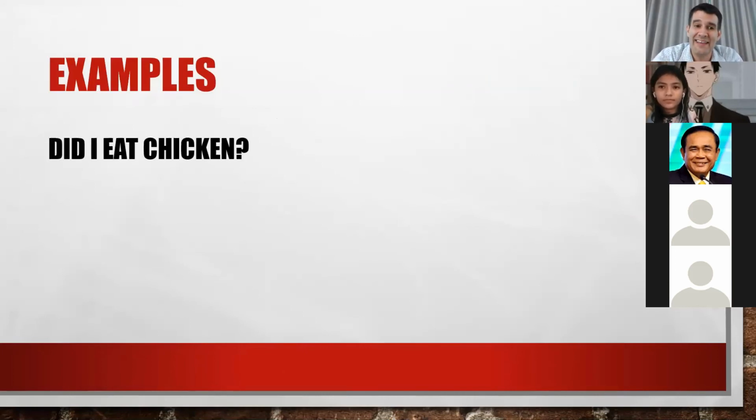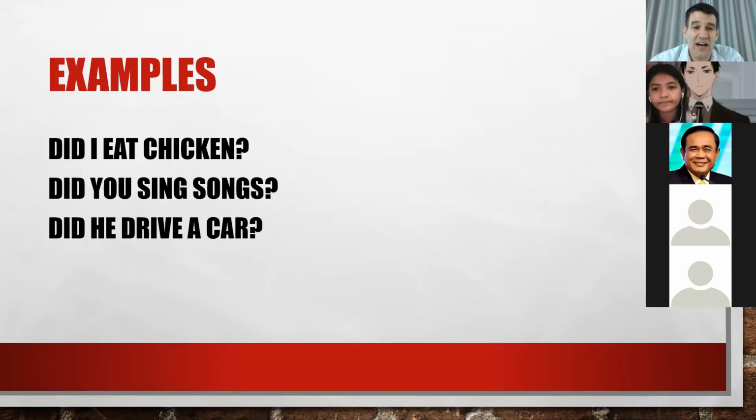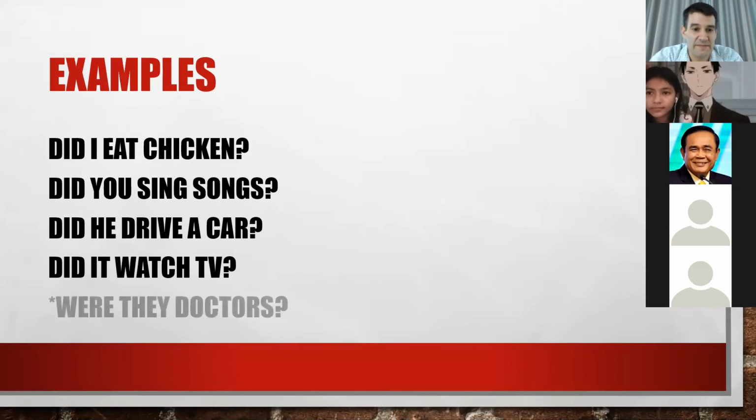So, did I eat chicken? So again, did is the first word, not the subject. Subject is not the first word. Did is the first word. Did I eat chicken? Not did I ate chicken. Do not use verb 2 for the action. Did you sing songs? Did he drive a car? Did it watch TV? Were they doctors? So the first word is always did, unless it's verb to be, then the first word is was or were.